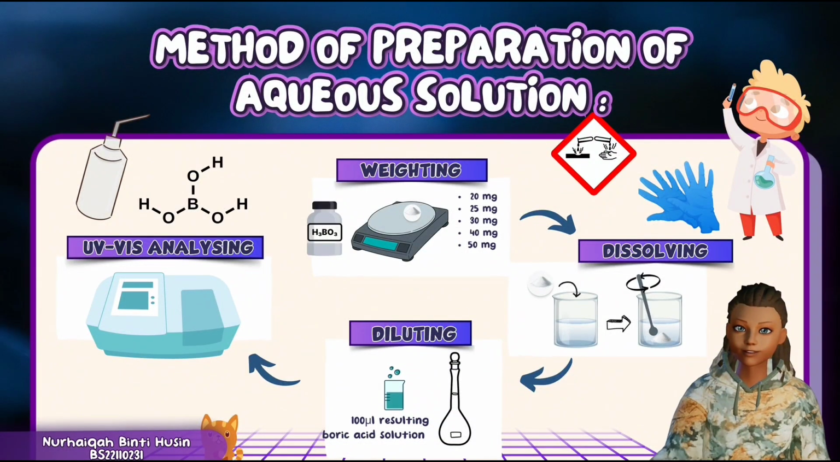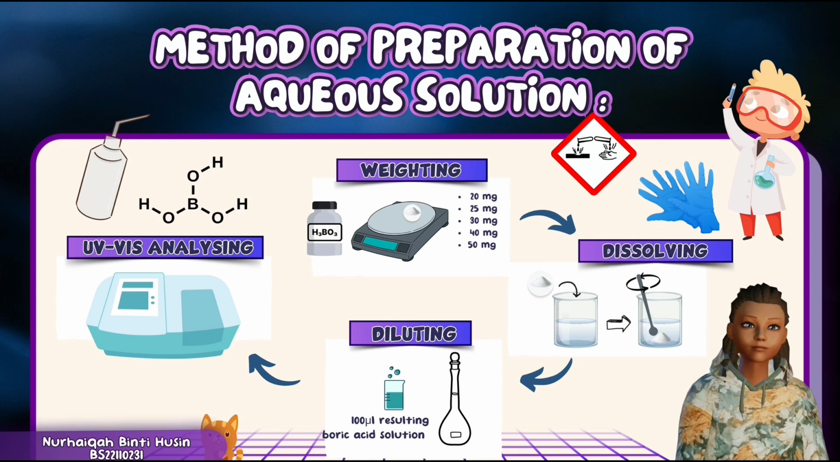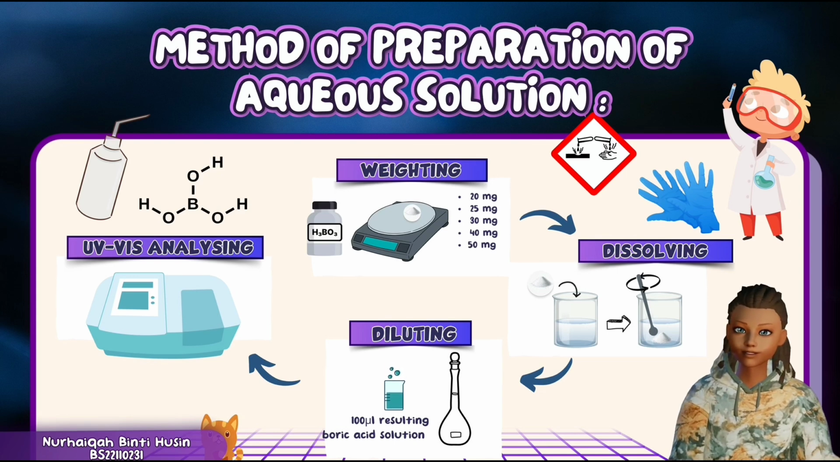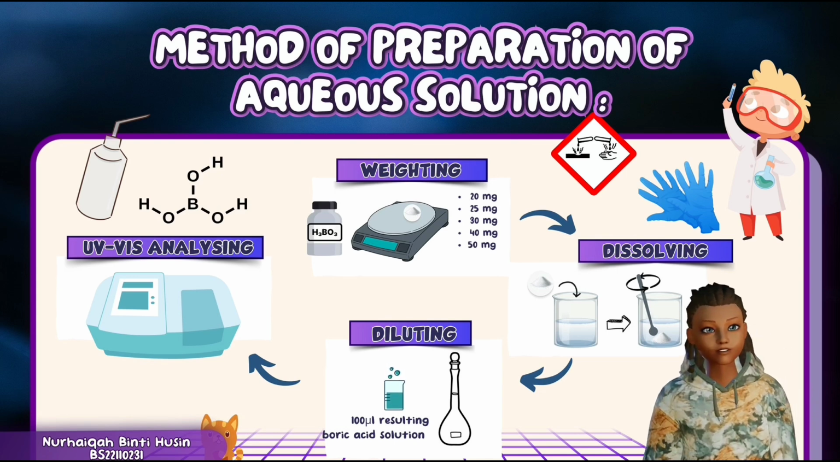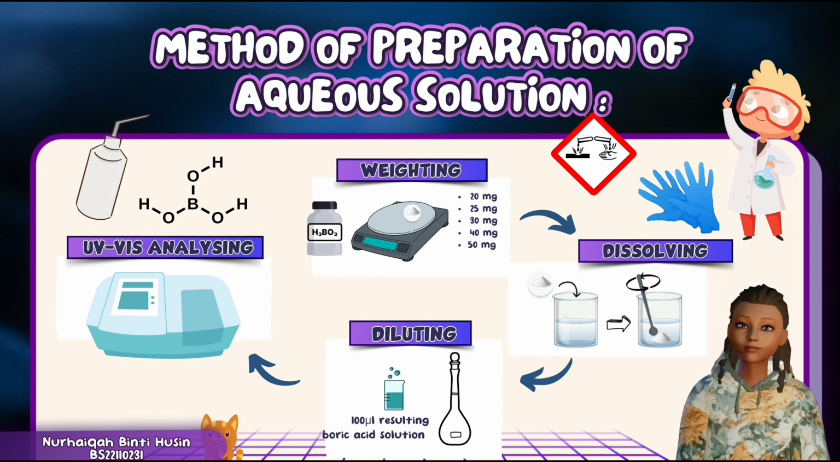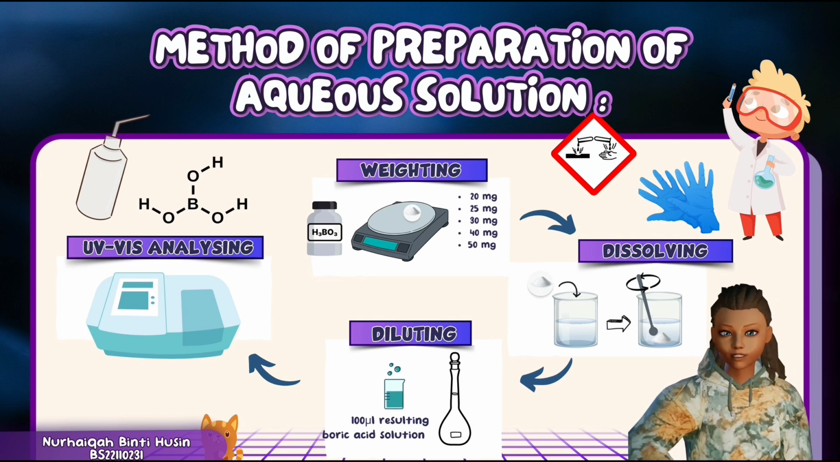The first solvent is water. To prepare the aqueous solution, start with accurately weighed 20 mg, 25 mg, 30 mg, 35 mg, 40 mg, and 50 mg amounts of boric acid powder. Each amount was then dissolved in double distilled water to prepare 1 ml of boric acid solution at varying concentrations. It is important to handle boric acid with care, so wear protective gloves to avoid skin contact that can cause skin irritation.